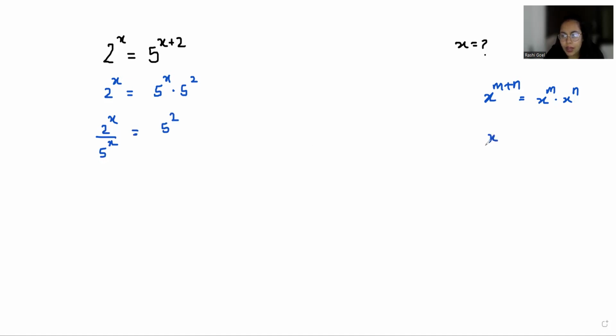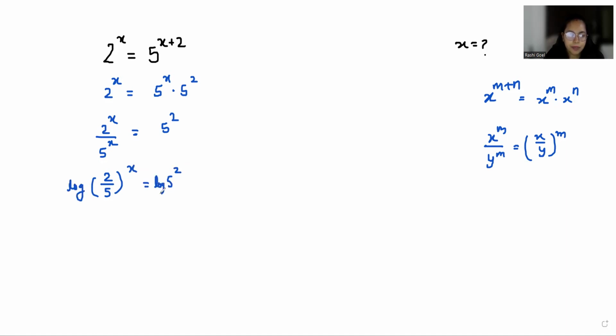According to the exponent rule, x^m by y^m, we can write it as (x/y)^m. So (2/5)^x is equals to 5 square. Now I'm taking log on both sides. So it becomes x log(2/5) is equals to 2 log 5. So x is equals to 2 log 5 by log(2/5).